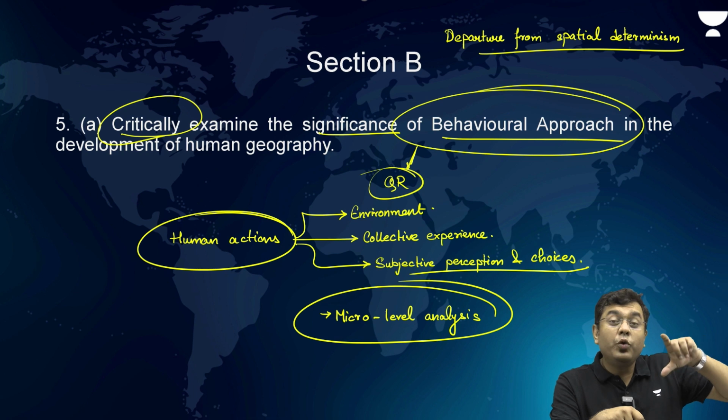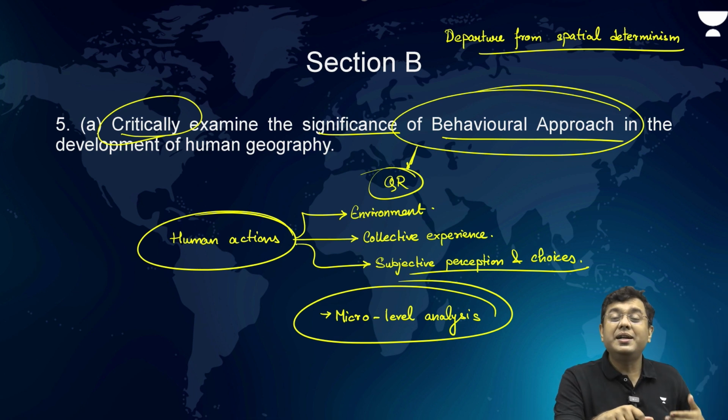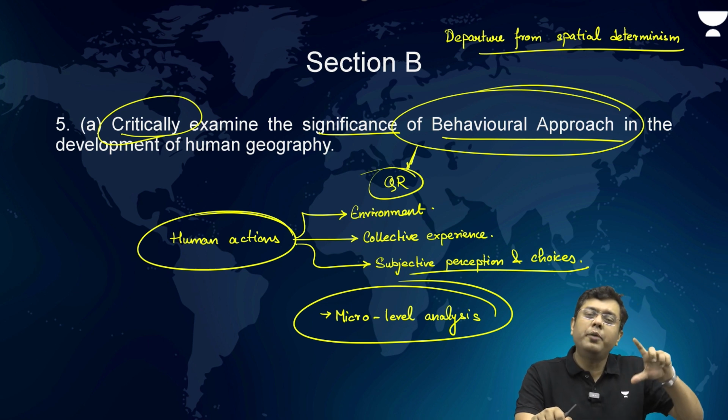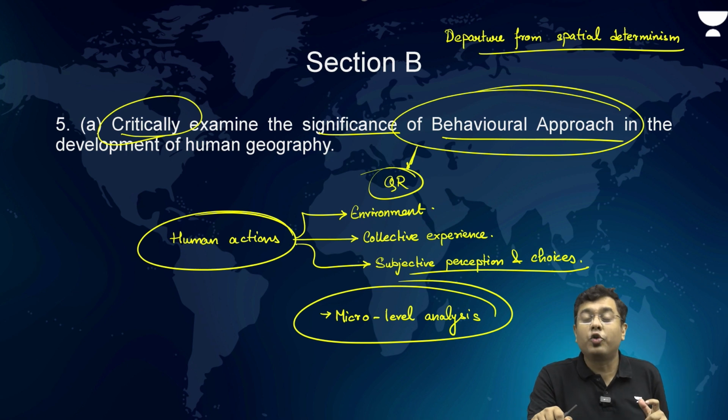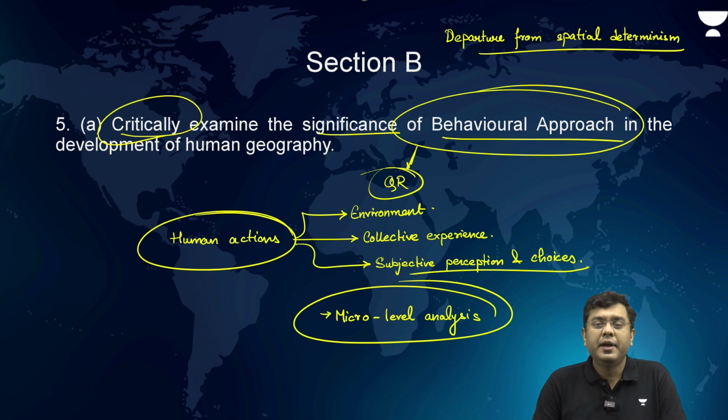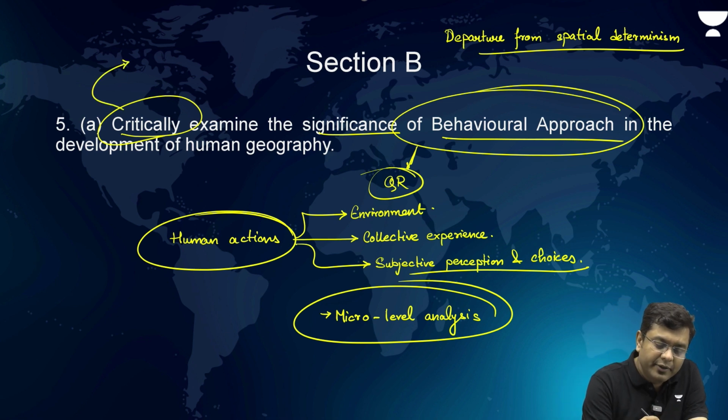is that it was unable to identify a macro trend or a larger trend with regards to the human behavior, and the human geography could not be developed at a level of a macro trend analysis, something that was postulated or aimed by Humboldt. Now that is something that could not be developed. So you have to provide that criticism as well.